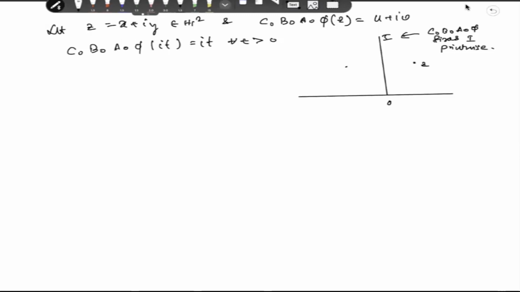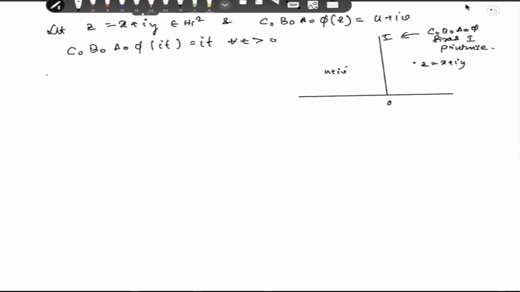So Z is equal to X plus IY, and suppose the image is U plus IB. So what will we be proving? That U is equal to plus or minus X and B is equal to Y.